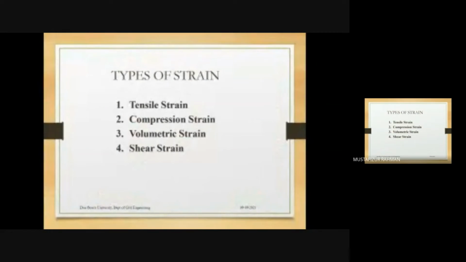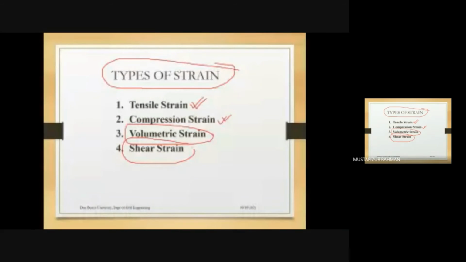Then what are the different types of strain? There is tensile strain. Tensile strain will be caused by tension, that is tensile stress. Compressive strain will be caused by compressive force, right? Volumetric strain, when the entire volume is changing, and shear strain, when there is shear deformation. When there is shear deformation like this, we have shear force acting on it. The volume is remaining the same, the length may remain the same, but there is a deformation like this, shear deformation.